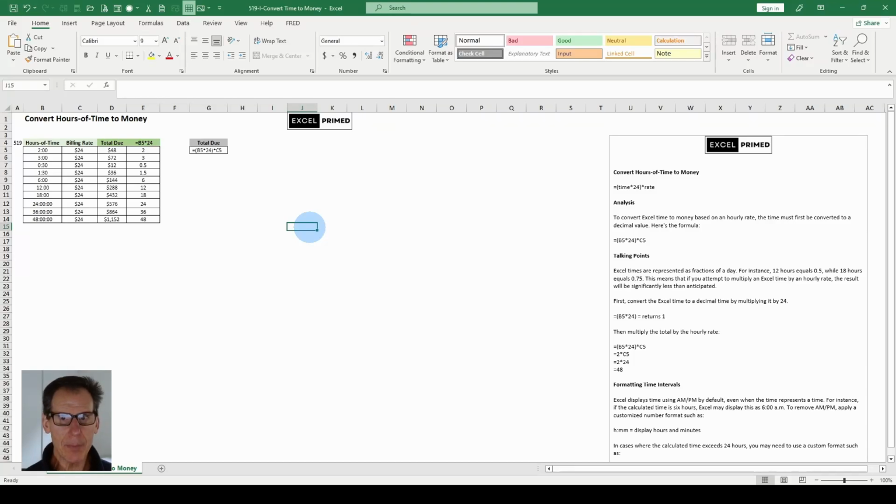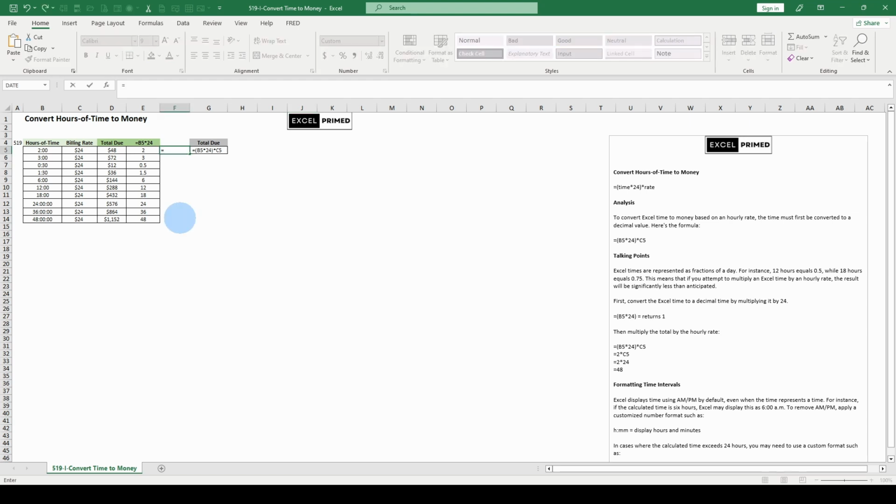This one seemingly looks like a snap, but a huge error can occur if you take something very obvious for granted. We just want hours of time times billing rate and then our total due. Well, let's take a look here. 48 times 2. You're saying, Brad, so what? That's just obvious. Who cares? Well, let me show you what happens here when you're in a hurry.